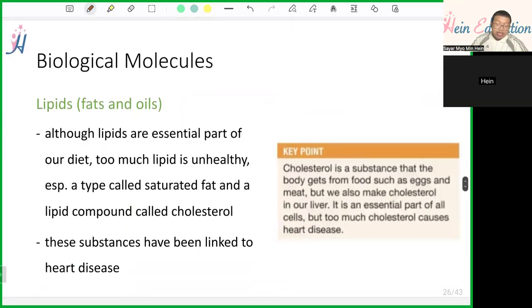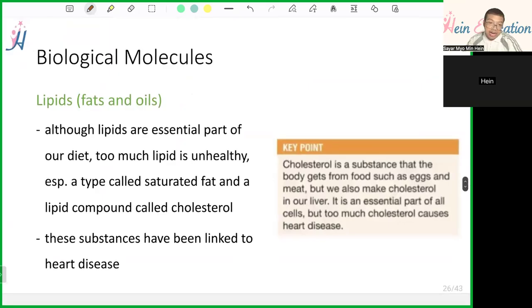Although lipids are essential parts of our diet, too much lipid is unhealthy, especially a type of saturated fat. In terms of fats, we have two different types, saturated and unsaturated, as well as cholesterol. Saturated fats and cholesterol have been linked to heart diseases. They can lead to heart problems, atherosclerosis, and coronary and cardiovascular diseases.